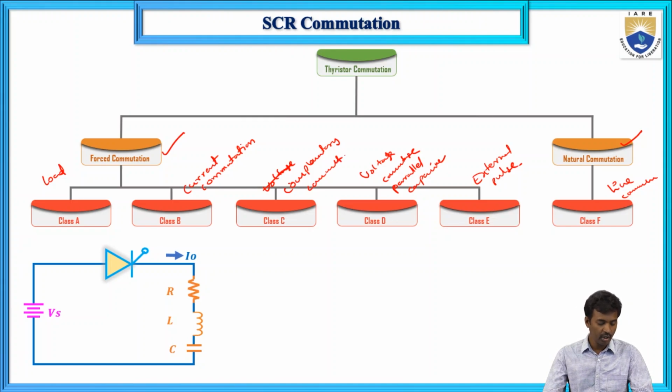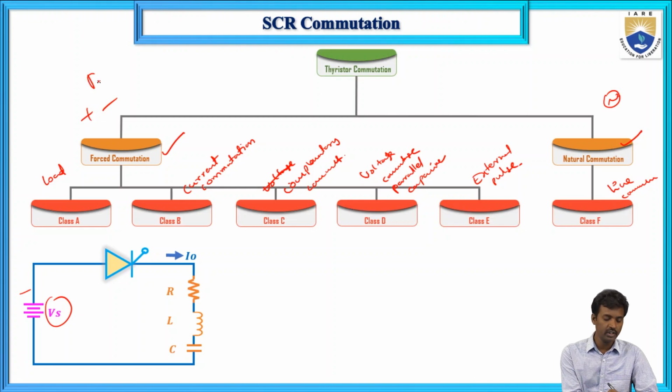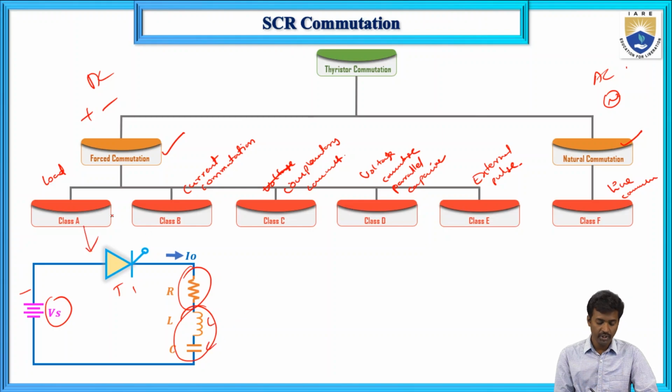So in the class A commutation, this is plus and minus only. This one is the DC supply. This is for AC supply. So here we are giving T1 to this SCR. So this is the load. Here L and C are the commutating elements in the class A commutation.